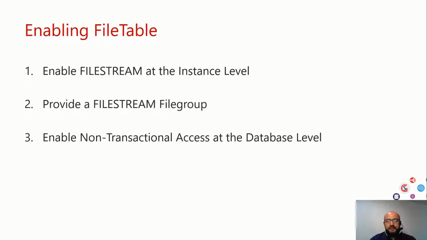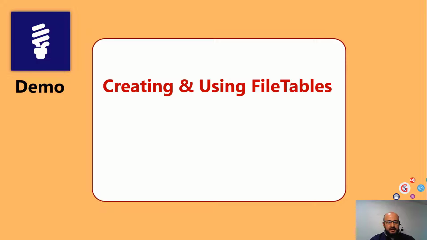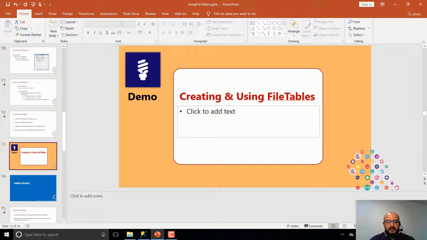We also have to enable non-transactional access at the database level because, again, these are files that we're dealing with. So we want to enable non-transactional access. And last but not least, since FileTables is essentially pointing to a shared folder, we want to specify where that directory is going to be located on the file system. So again, four key steps are needed in order to enable FileTables. Let's jump into a demo and take a closer look at it.